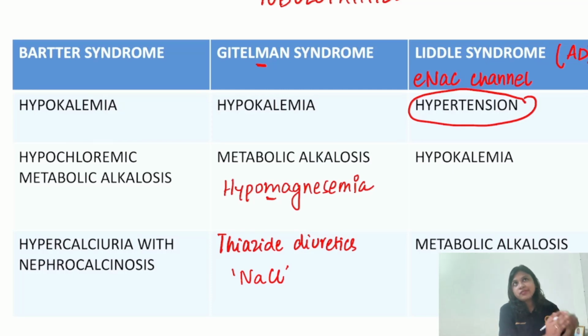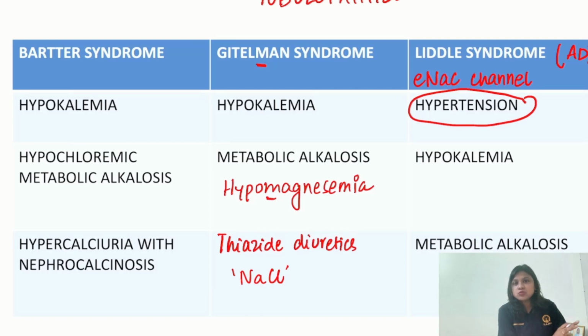Gitelman syndrome is a tubulopathy which results in loss of function of the sodium chloride transporter in the early part of the DCT. What are thiazides? They are diuretics which block this transporter. So whatever is the mechanism of action of thiazide diuretics, the same thing is going to be present in Gitelman syndrome as well. But remember, Gitelman syndrome you usually get in children, right? Not in early infancy or neonates.